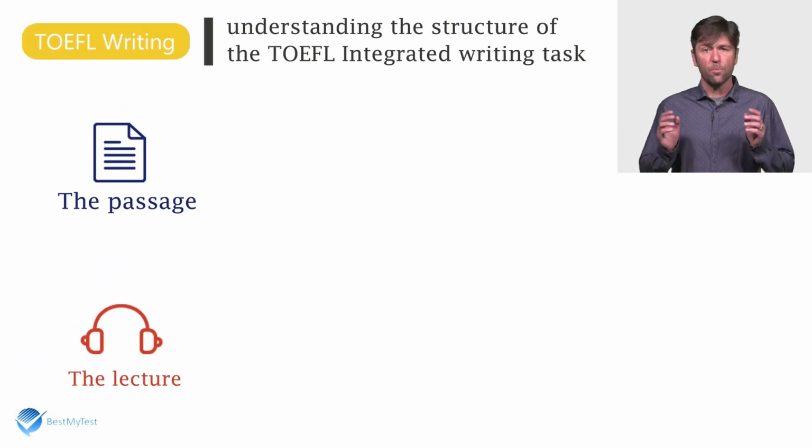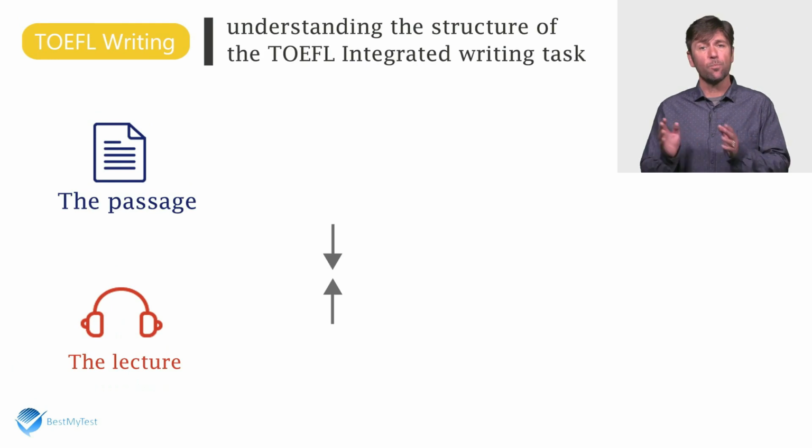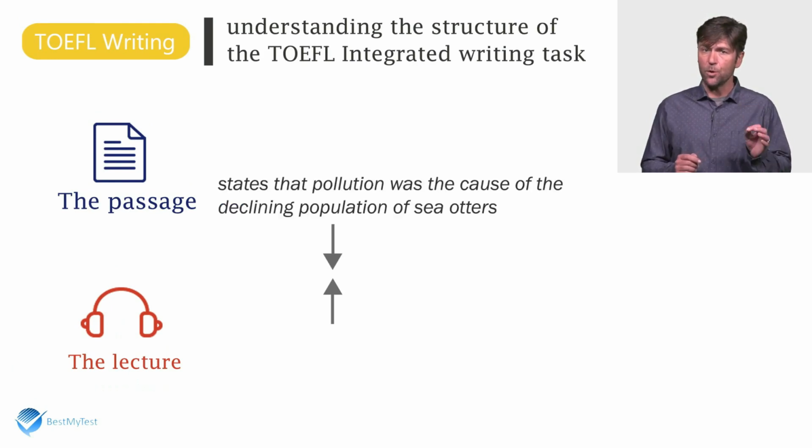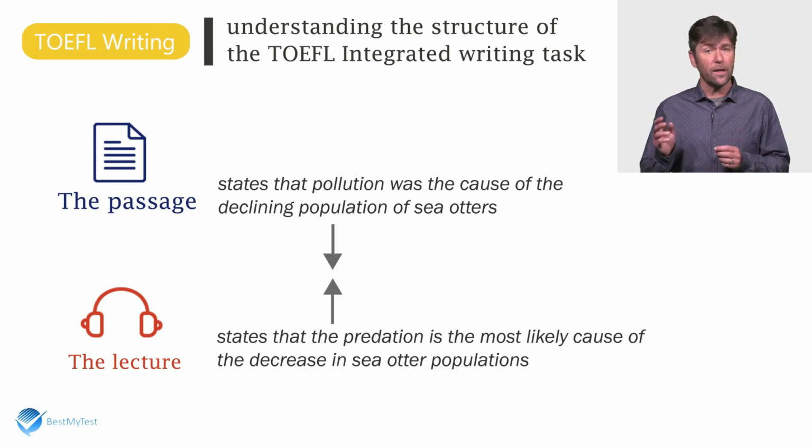As you can see, the main points of the lecture contradict the main points in the reading passage. The passage states that pollution was the cause of the declining population of sea otters, while the lecture states that predation is the most likely cause of the decrease in sea otter populations.